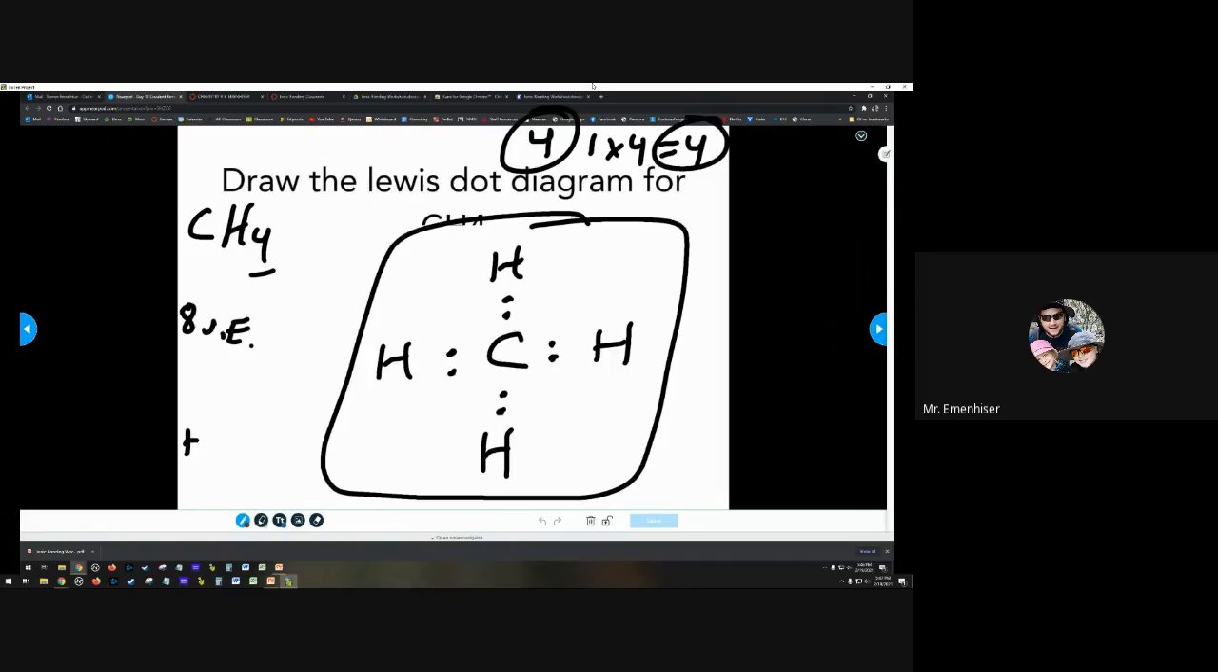Now, I will show you guys another way to draw this, so that if you see it on the exam, you'll be familiar with it. So we can draw the line drawing as well. It's the same thing. Remember that each of those lines is 2 electrons shared between those atoms.